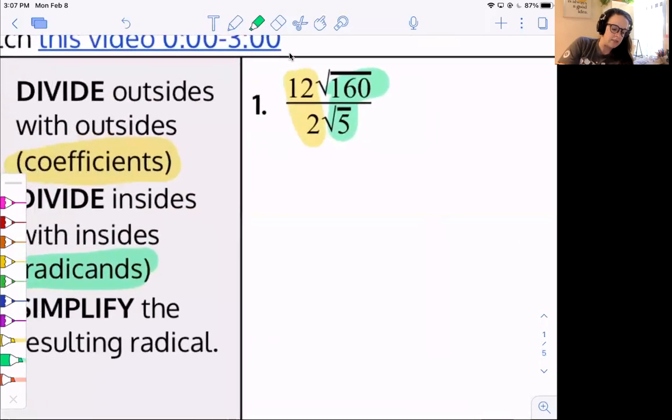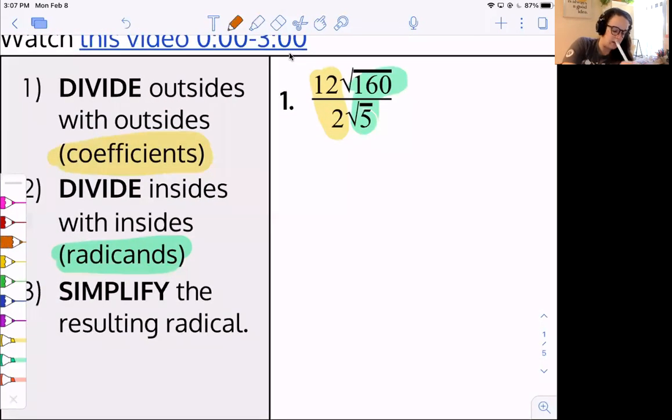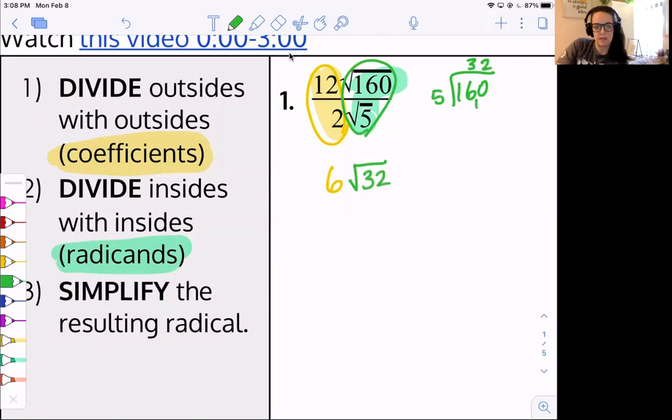So if I'm looking at this first problem here, I'm thinking, okay, 12 divided by 2 would give me 6. And 160 divided by 5, I can do this in my calculator, or I know this would be 32, right? So root 32 on the inside.